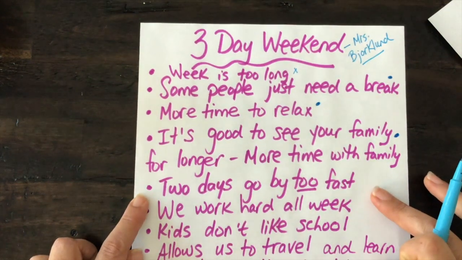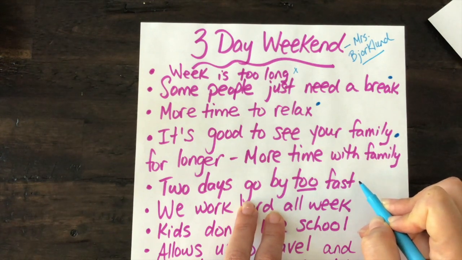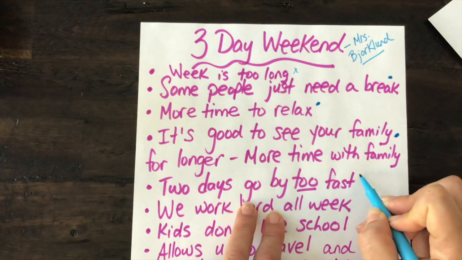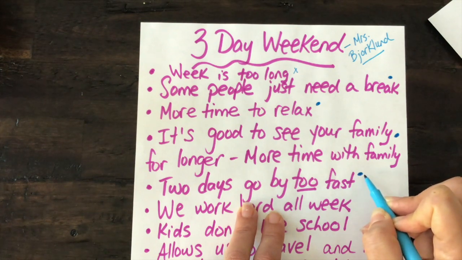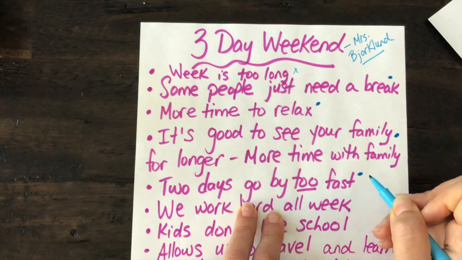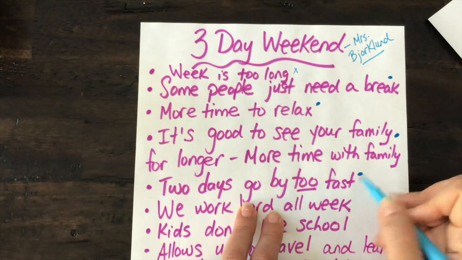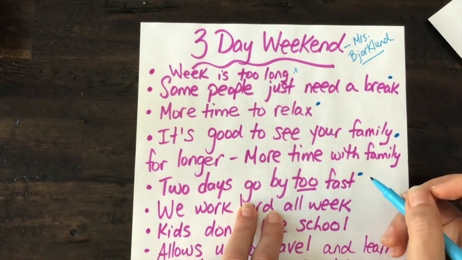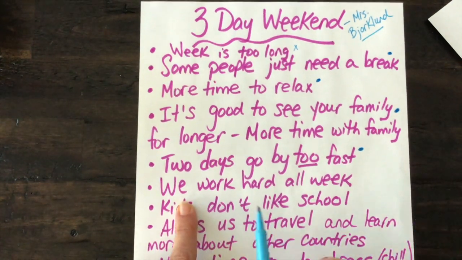Two days go by too fast. You know what? I agree. They do go by too fast. But why would that matter to Mrs. Bjorklund? We'd also have to explain that. Okay? Maybe we can explain it by saying the first day is just catch up, and the second day is just running around and trying to make soccer games and family groceries and things like that. So we need one more day just to really spend it with family. That might convince her.